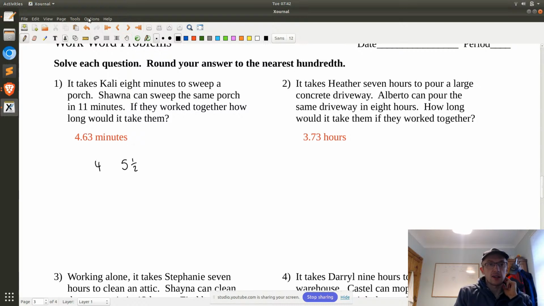So that would give us 5.5 minutes, because we would sort of take Shauna as the upper bound, because you're only as fast as your weakest link in a way. So this isn't right. So where did they get this from? Takes Kylie 8 minutes to sweep a porch.